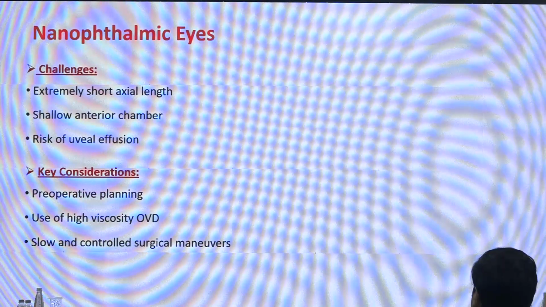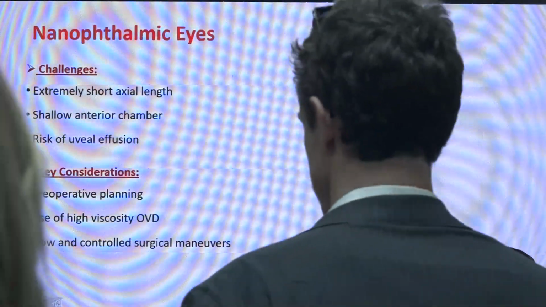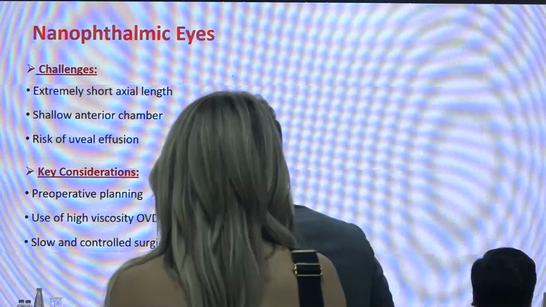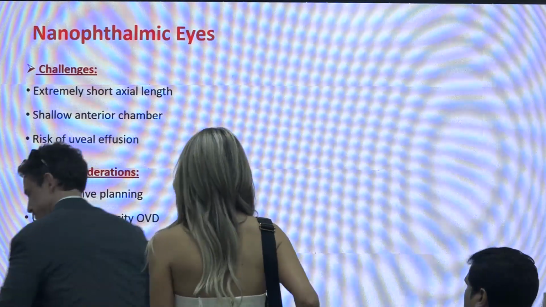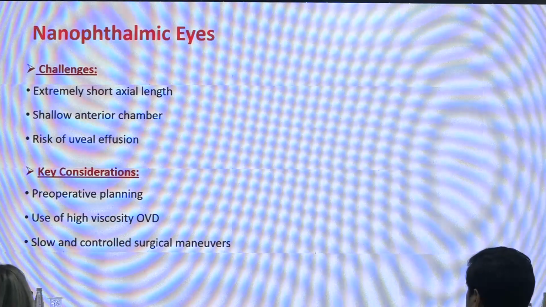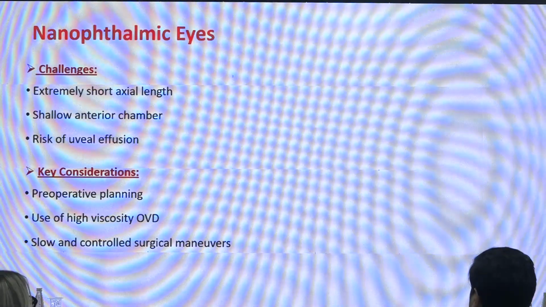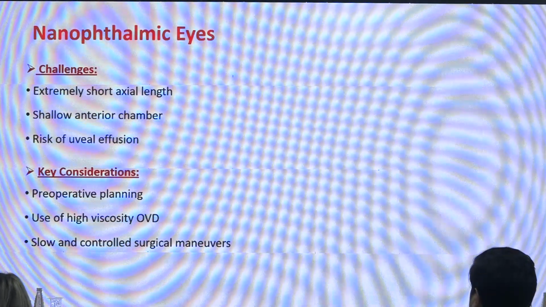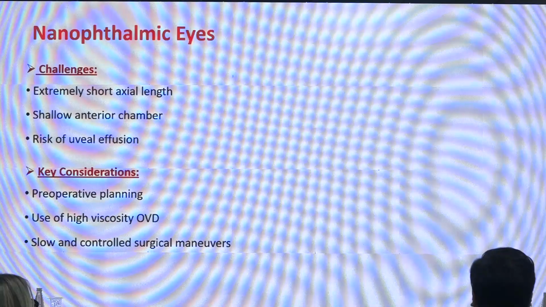And then last, not the least, nanophthalmic eyes: extremely short axial length, shallow anterior chamber, risk of uveal effusion, and very hard cataracts in most of the cases. So preoperative planning, use of high viscosity OVD, and slow and controlled surgical maneuvers are the most important thing. So I now invite Dr. Prakhyat to come over.